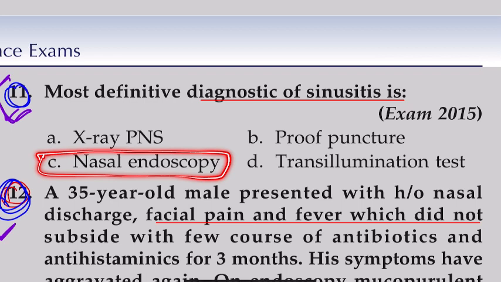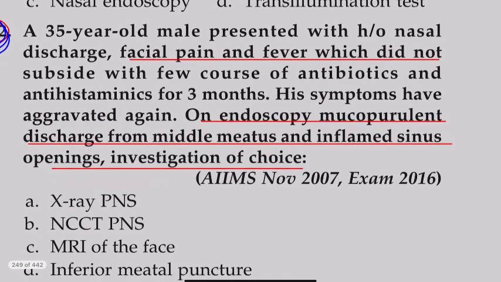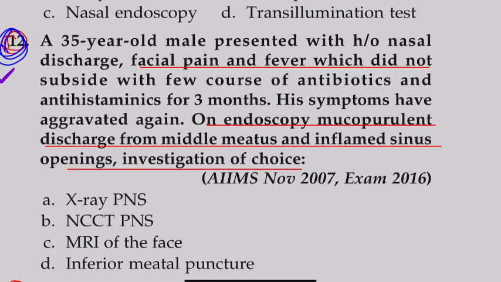A 35-year-old male presented with a history of nasal discharge, facial pain and fever which did not subside with a few courses of antibiotics and antihistaminics for 3 months. His symptoms aggravated; on endoscopy there was mucopurulent discharge from the middle meatus and an inflamed sinus opening. What is the investigation of choice here? The investigation of choice is NCCT-PNS.